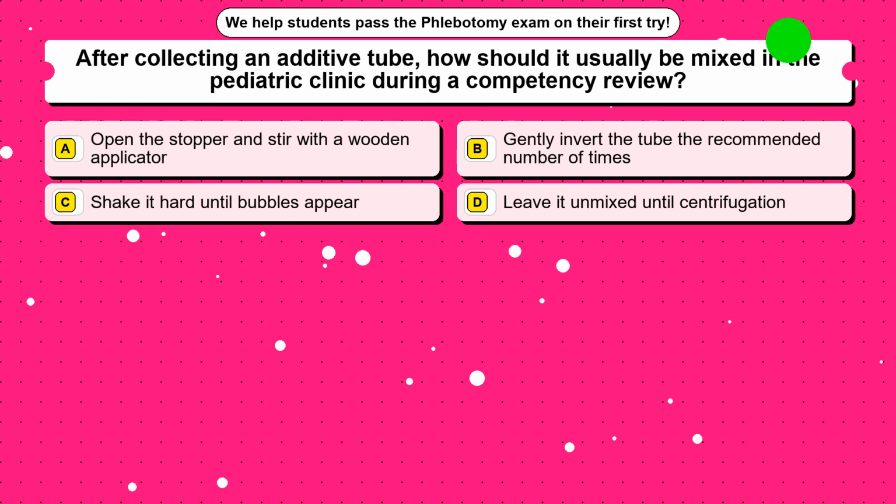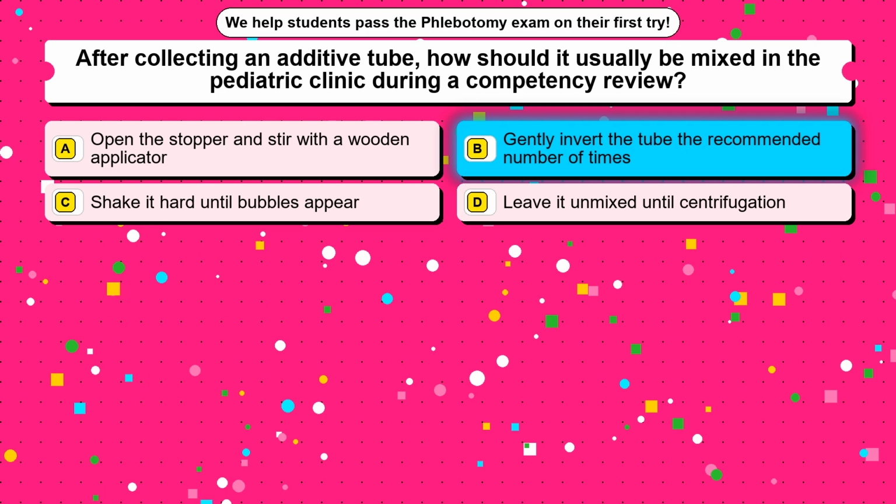Question 52. After collecting an additive tube, how should it usually be mixed in the pediatric clinic during a competency review? Option A, open the stopper and stir with a wooden applicator. Option B, gently invert the tube the recommended number of times. Option C, shake it hard until bubbles appear. Option D, leave it unmixed until centrifugation. The correct answer is option B. Gently invert the tube the recommended number of times.